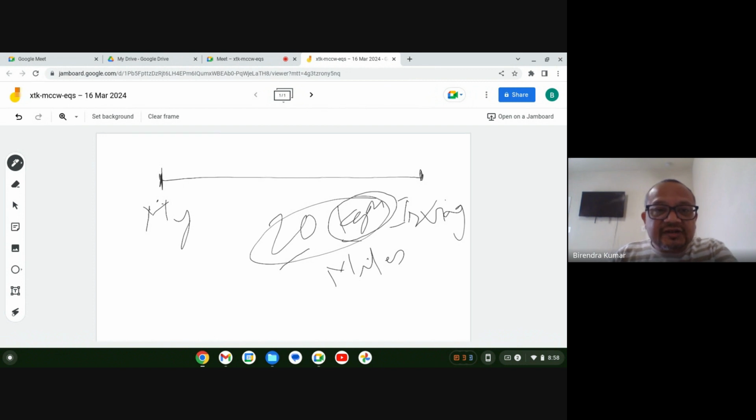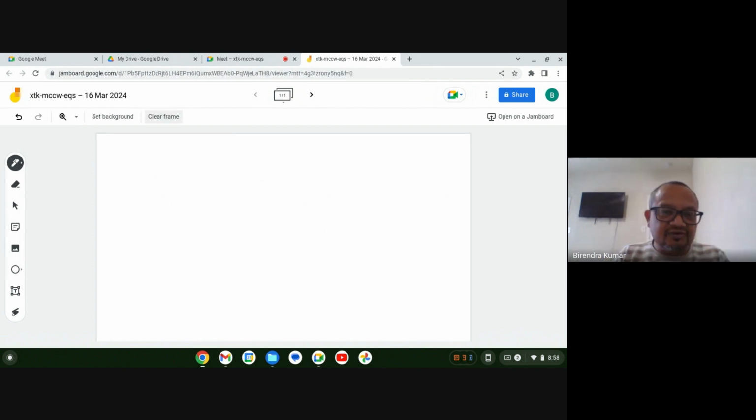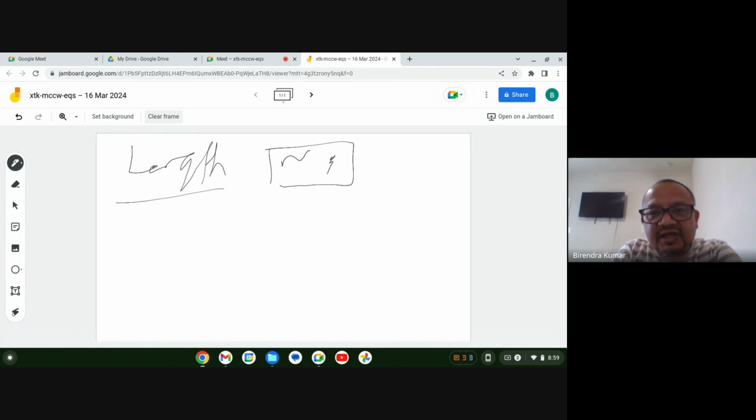So what is the trick? What is it that we need to know? What we need to know is there are different units for measuring different things. If you're talking about length or a distance, there is a different unit. If we are talking about a weight or mass of something, there is a different unit. If you want to know about the volume of something, there is a different unit.